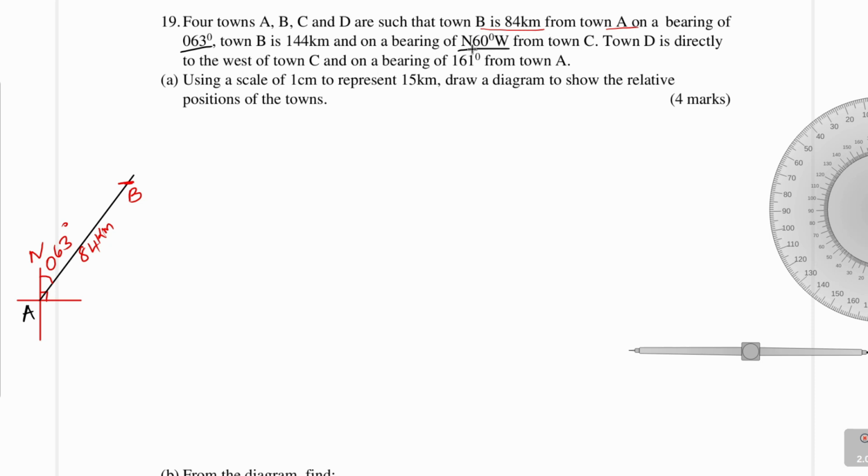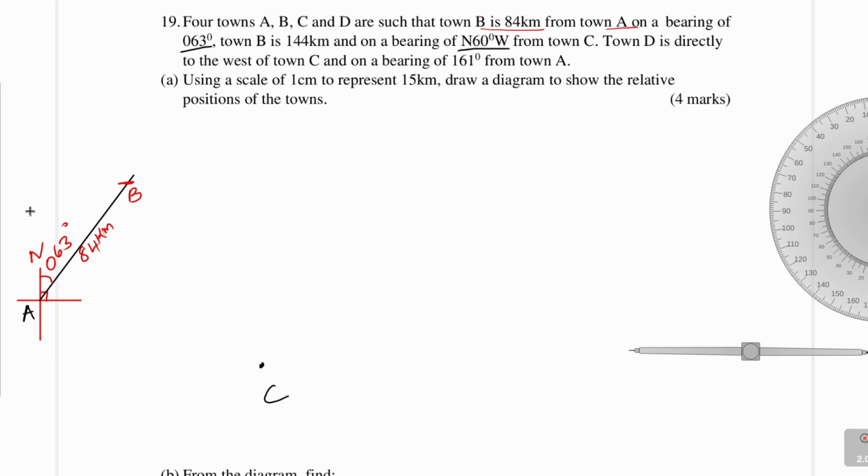town C. So when you look at this compass bearing given here, B is on a bearing of north 60 degrees west from town C. So it means point C will be somewhere below B. Looking at the compass bearing given, B is to the north of C. So north 60 degrees west from C. So assuming that C is somewhere there.